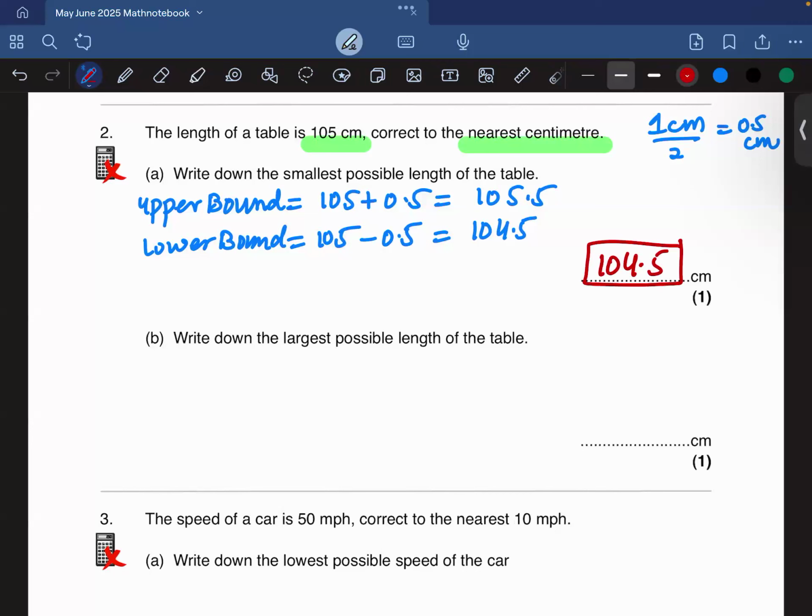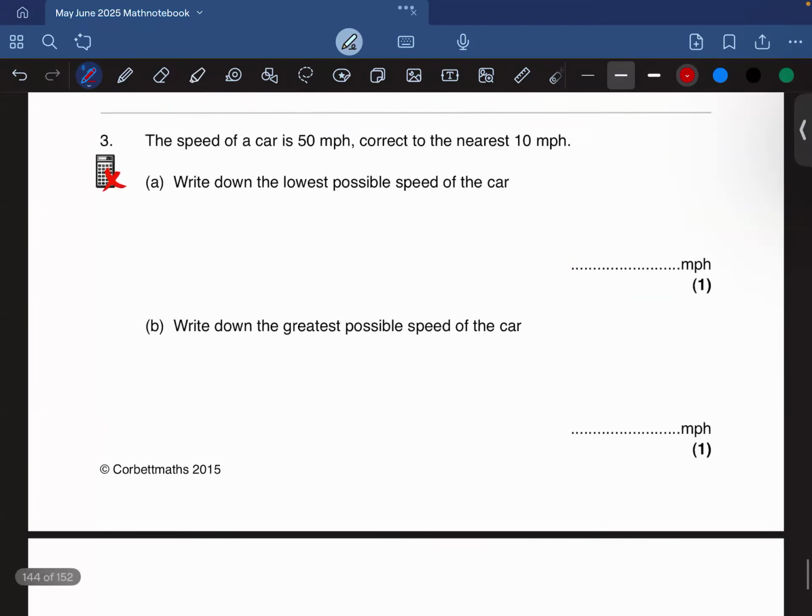Write down the largest possible length of the table means upper bound. So we have already found that out. So I hope you understood this thing. Yes, sir. Got it. It's easy. Yeah, it's very easy, but all you need to understand is to make a link.